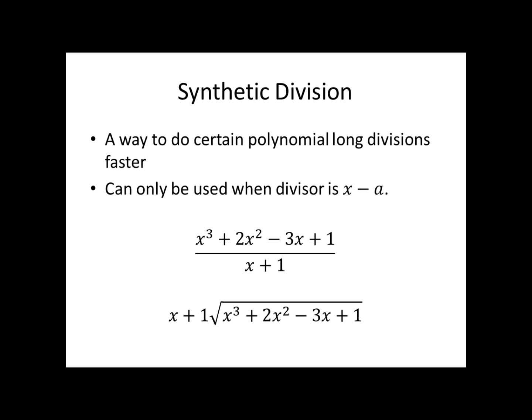You can only use it when you're dividing by x minus a number. So if it was 2x minus a number, we can't use synthetic division. If it was x squared minus a number, we can't use synthetic division. It's very, very limited, but because it's limited, it's very, very fast.